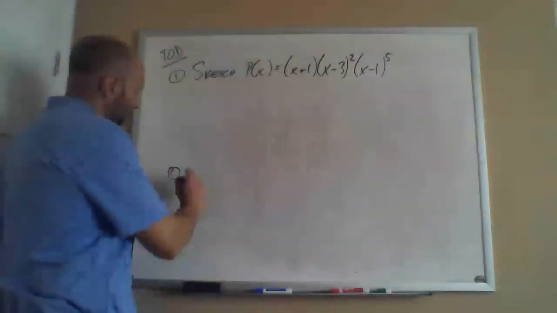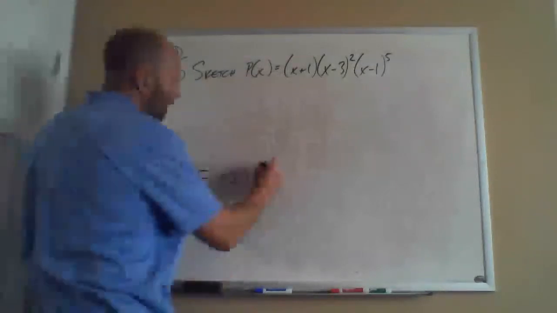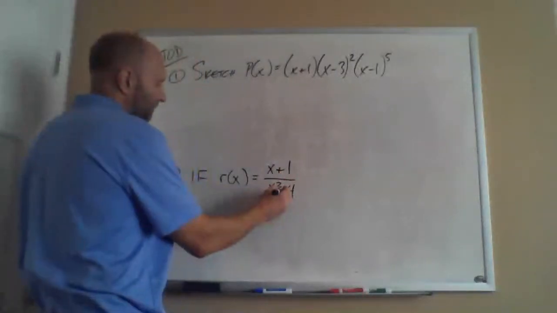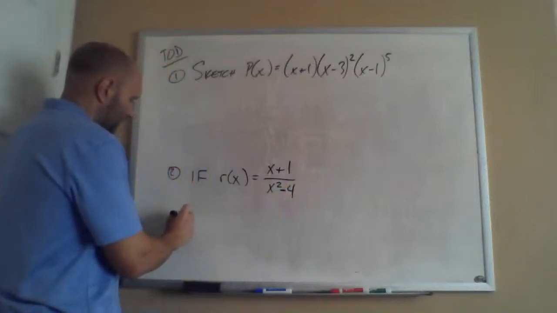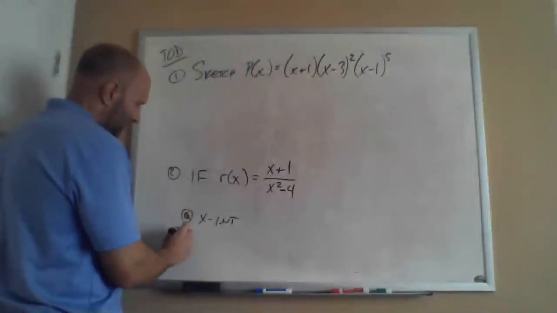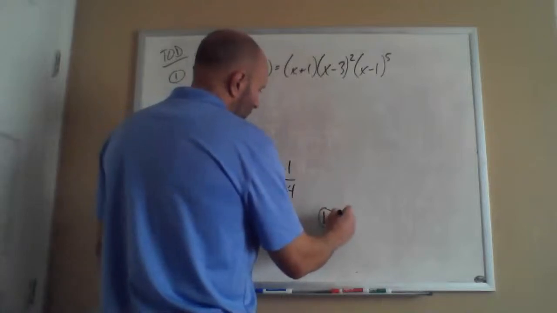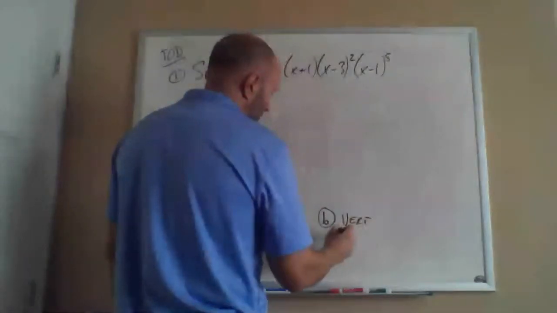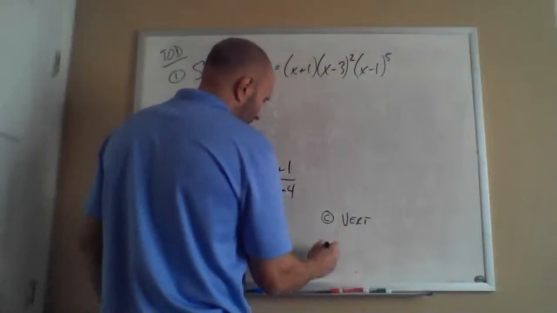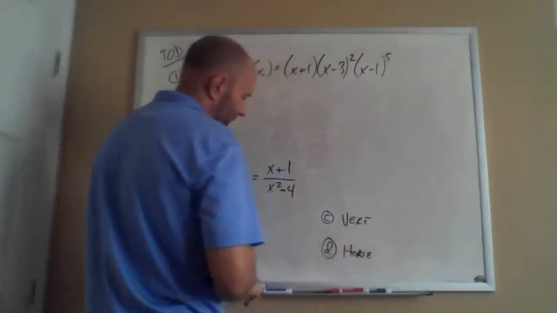Number 2. If R of x is equal to x plus 1 over x squared minus 4, then what is the x-intercept? What is the y-intercept? What is the vertical asymptote, if there is one? And D, what is the horizontal asymptote, if there is one?